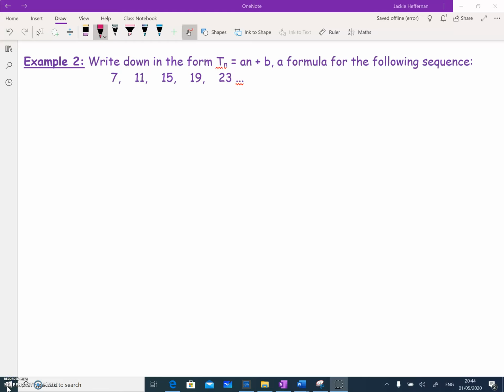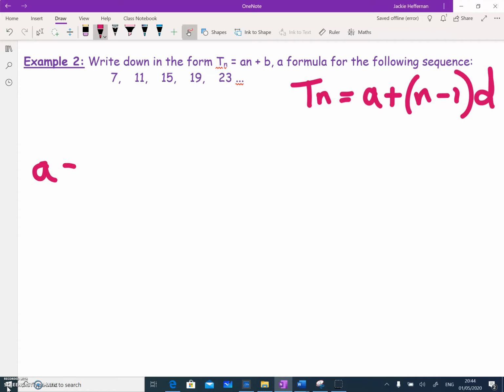Okay, example 2. Write down in the form T of n equals an plus b a formula for the following sequence. So we write down over here the formula that we get in our log tables, which is T of n is equal to a plus n minus 1 times d, which is the difference. Now, a is always the first number. Okay, I'm just going to write down here that a is equal to 7. And the second thing we need to find is d, which is the difference. So what is this going up in?